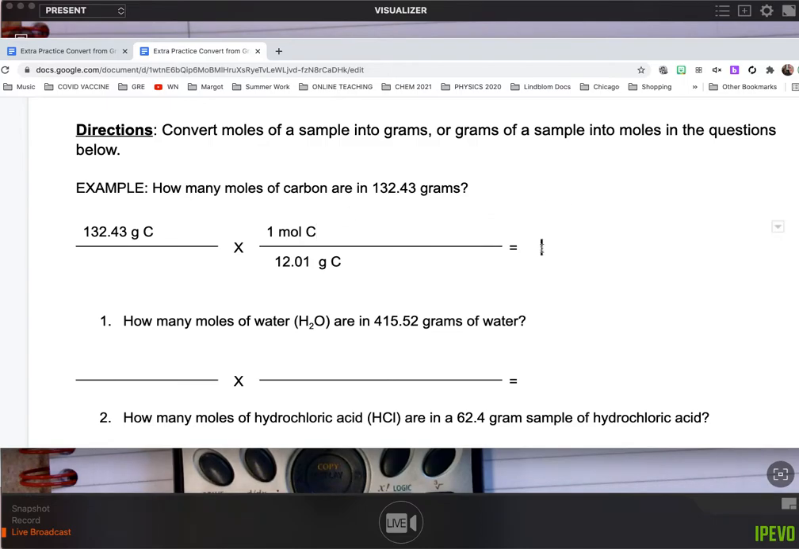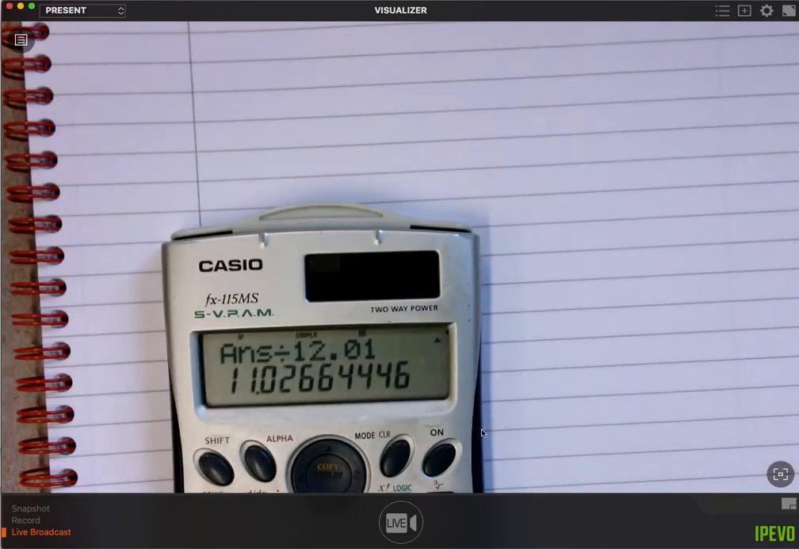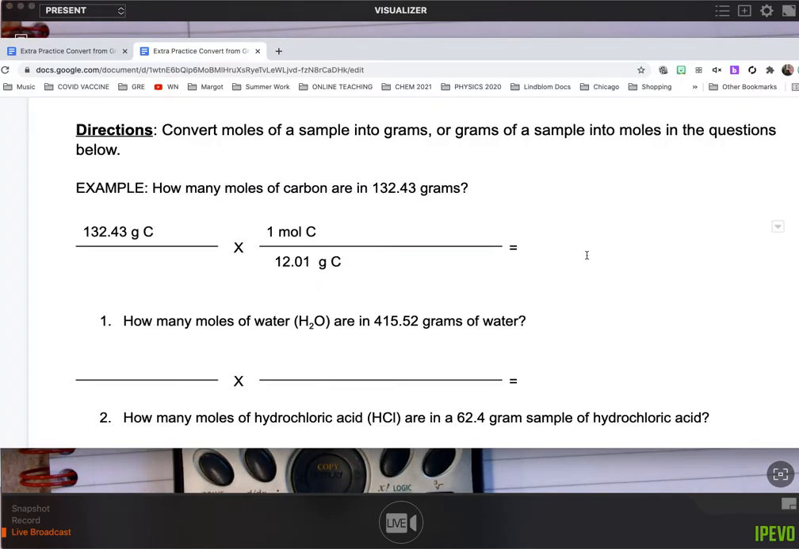This is what my calculator looks like: 11.026. We always want to round to the 100th, so I'm going to put 11.03. Looking at this, I can cross out grams of carbon, and that leaves me with moles of carbon, and that's my answer.